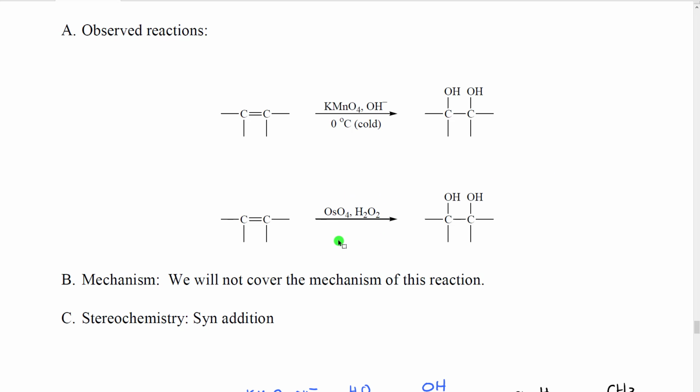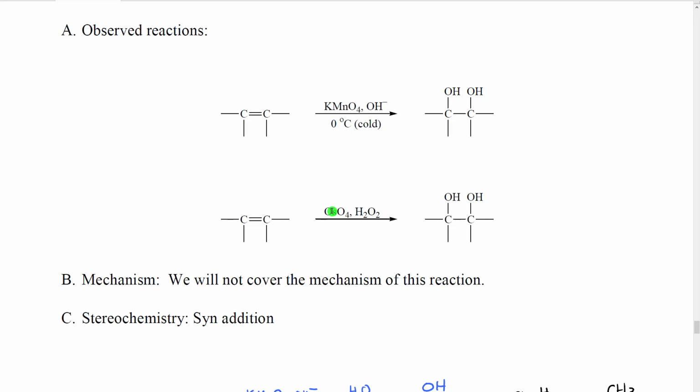A similar reaction occurs with this substance. This is actually the element osmium. It's a transition metal. We use osmium tetroxide. Now this can be done stoichiometrically, in other words, 1 mole of alkene, 1 mole of osmium. But osmium tetroxide and the byproducts of osmium are toxic, and osmium is expensive.